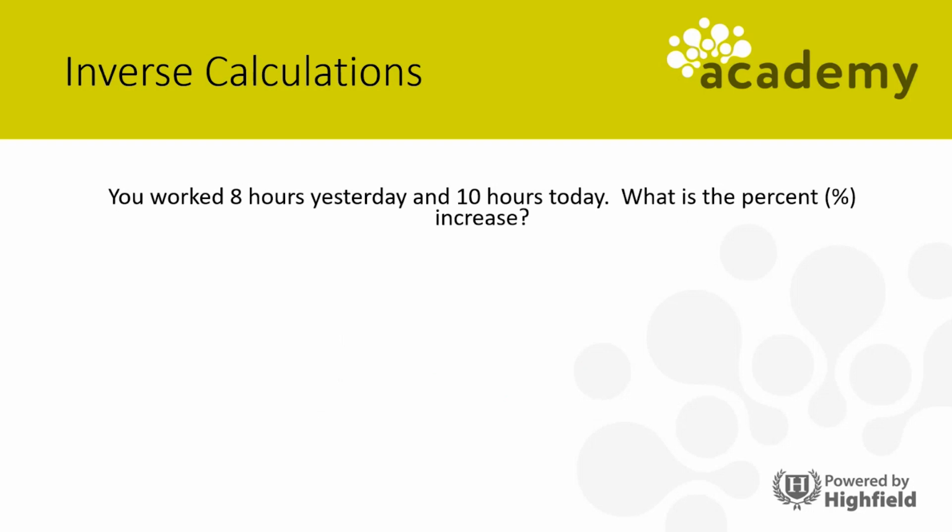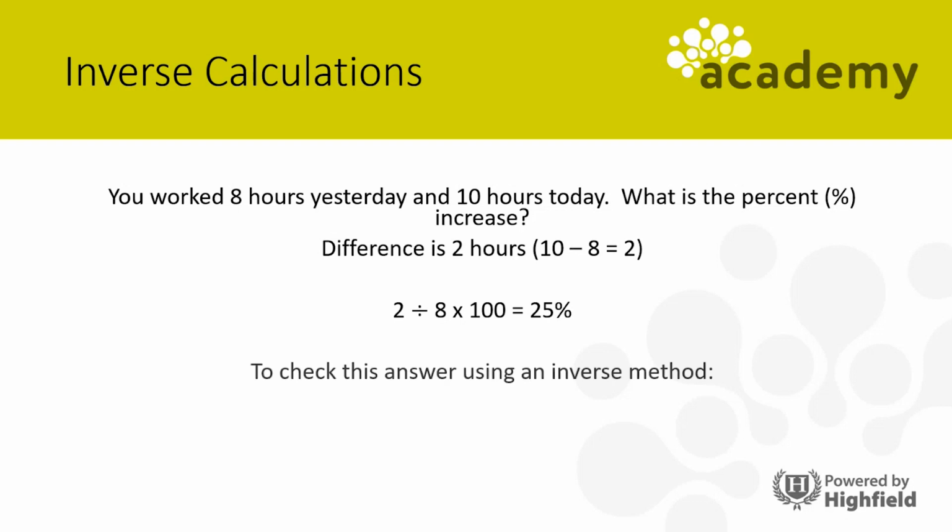You worked 8 hours yesterday and 10 hours today. What's the percentage increase? Difference is 2 hours. 10 minus 8 equals 2. 2 divided by 8 times 100 equals 25%. To check this answer using an inverse method, it will be 25 divided by 100 times 8 equals 2.